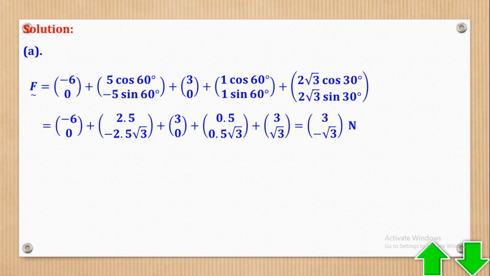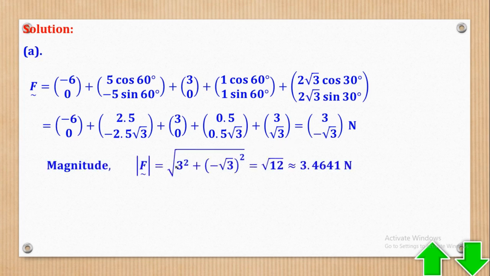Now this 3 is the horizontal component, this negative root 3 is the vertical component. So when I want to get the magnitude, it will be 3 squared plus negative root 3 squared, everything under root, to come up with 3.4641 newtons.